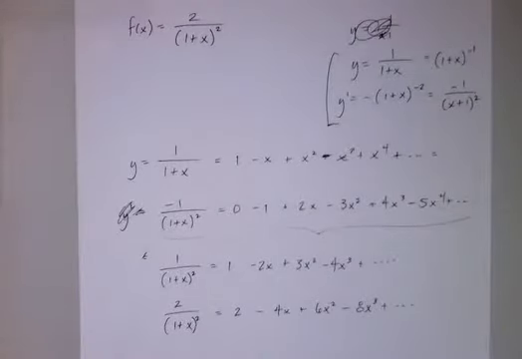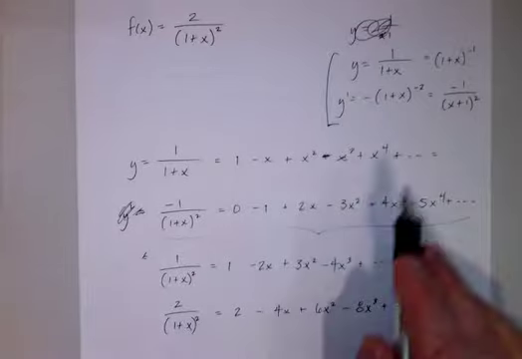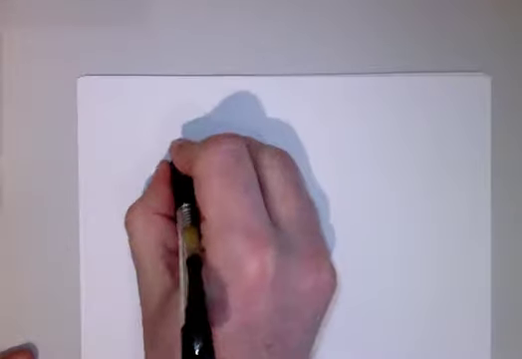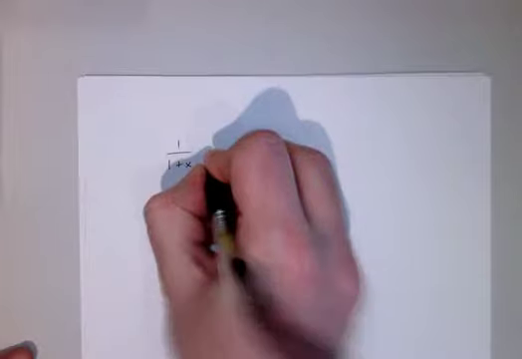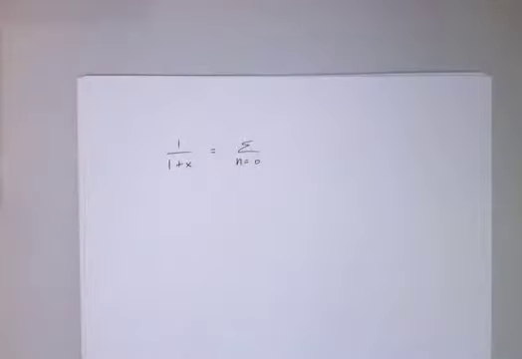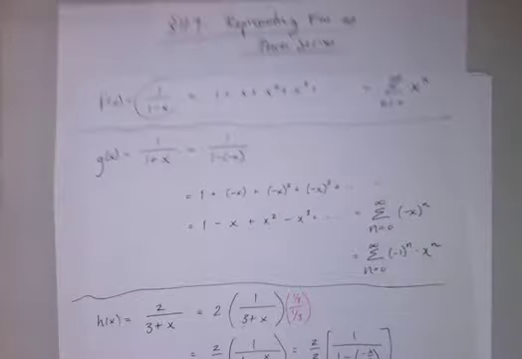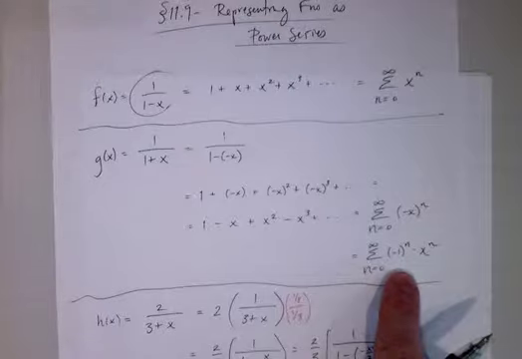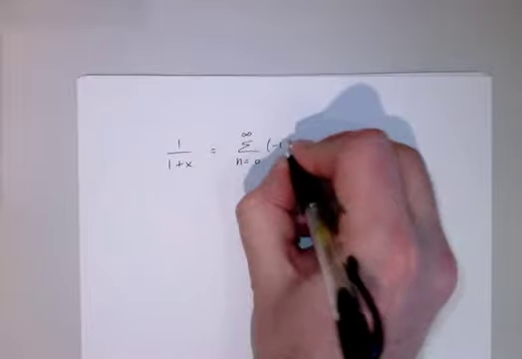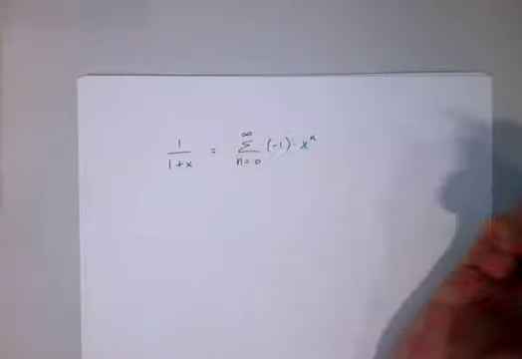Well, here's the question: what happened to the sigma notation while I was doing all of that? Now, I know that the original right here, 1 over 1 plus x, is sigma n is equal to what? Well, we've already got that, so let's start off with that, okay? n is equal to 0 to infinity of negative 1 to the n times x to the n.